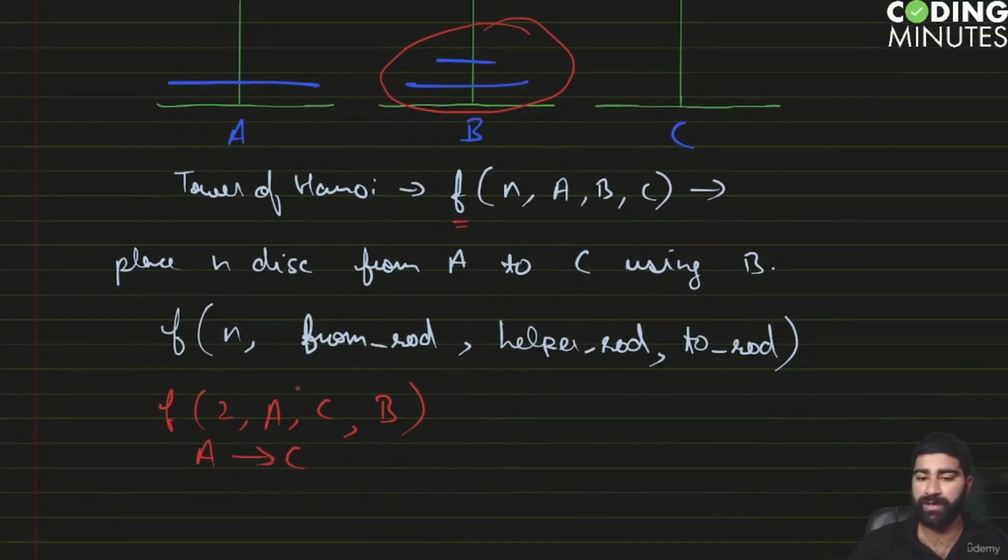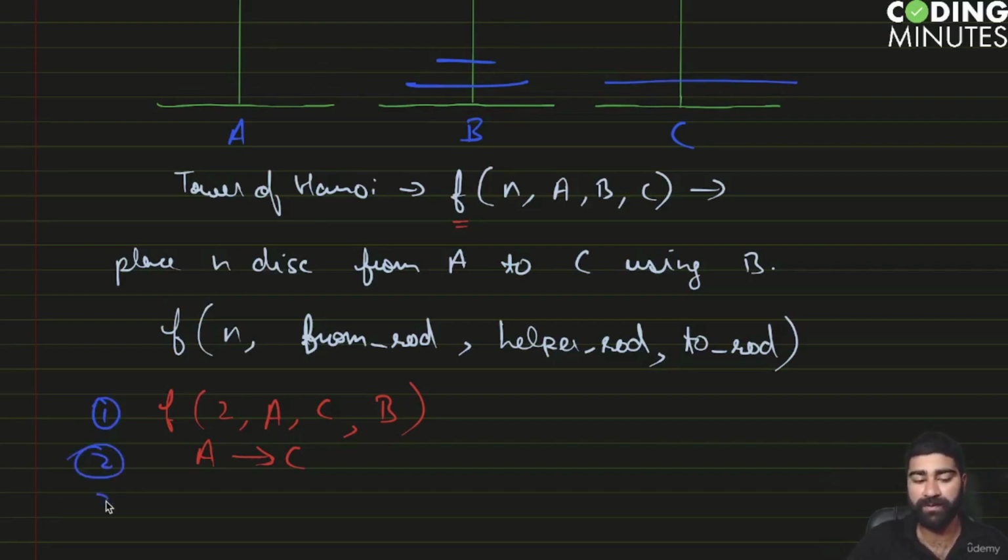And now what's the situation here? The situation is simple: this is the situation after these two steps, 1 and 2, are performed. And what will be the third step now? The third step is nothing but, as you can see, again a sub problem, right? Now I want to place these two disks to C from B using A, correct?